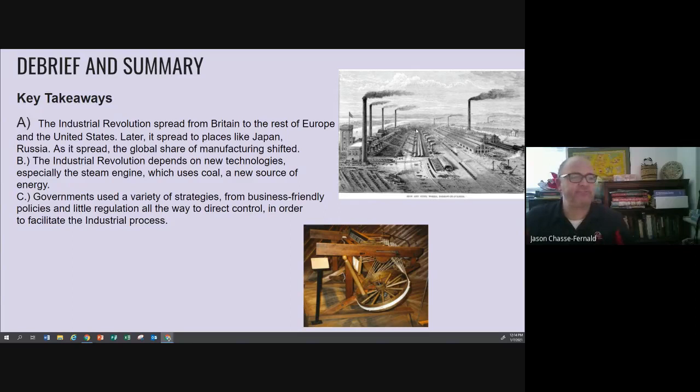Governments use a variety of strategies, from business-friendly policies to little regulation as a way to direct control in order to facilitate industrial process. So we talked about this just a little bit, and that both governments in Russia and Japan initiated the Industrial Revolution to come to their countries respectively, but they don't always have to employ the same strategies, right? So just make sure you're understanding that as you're going through your homeworks.